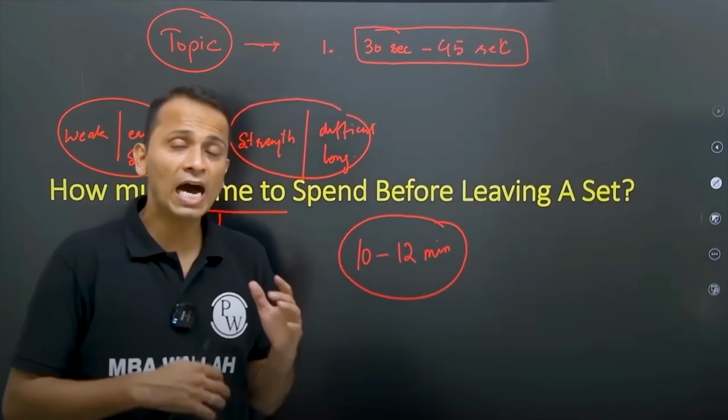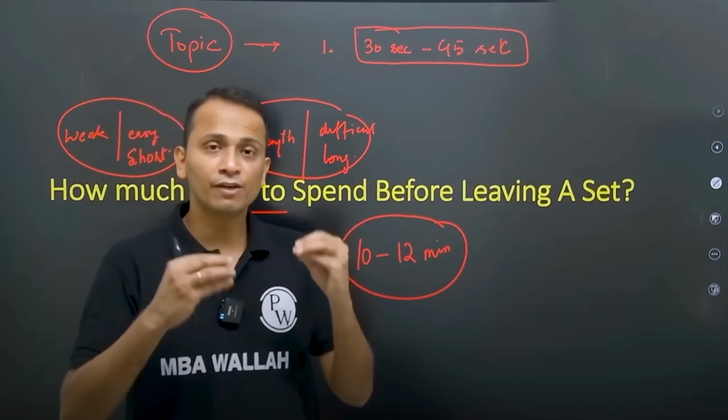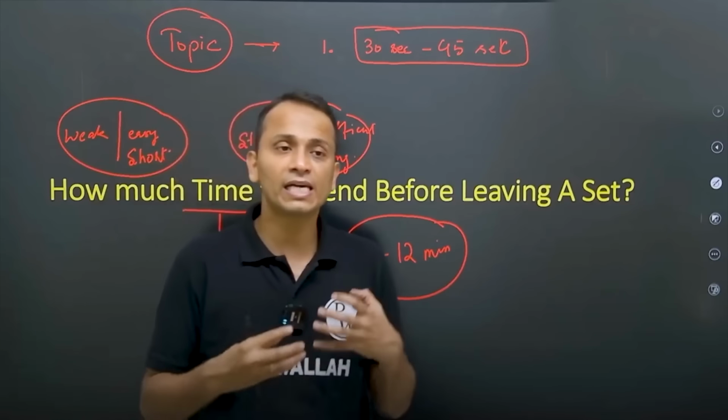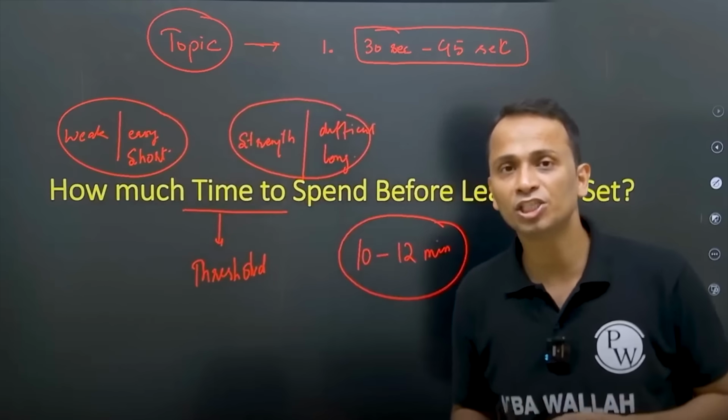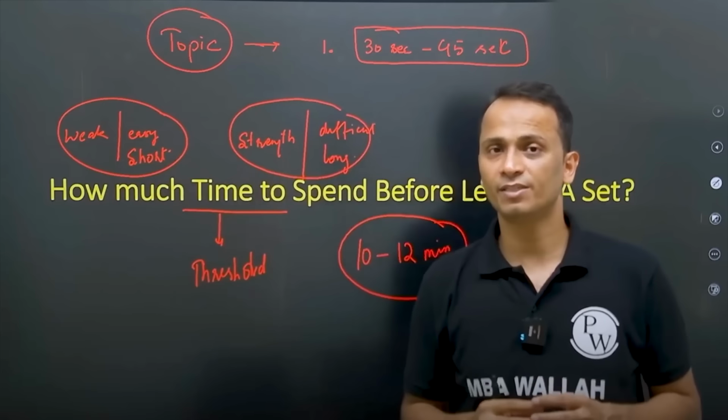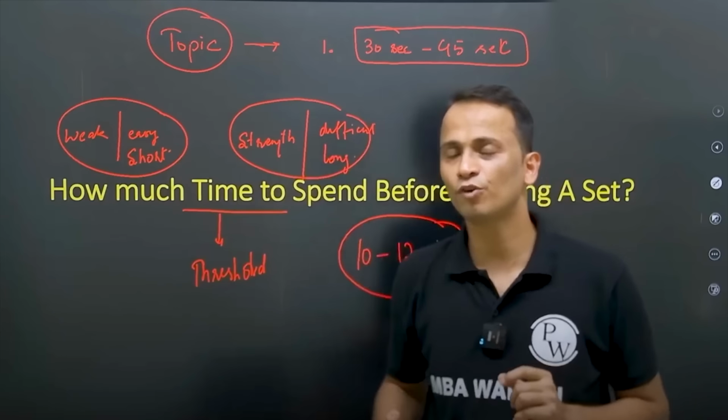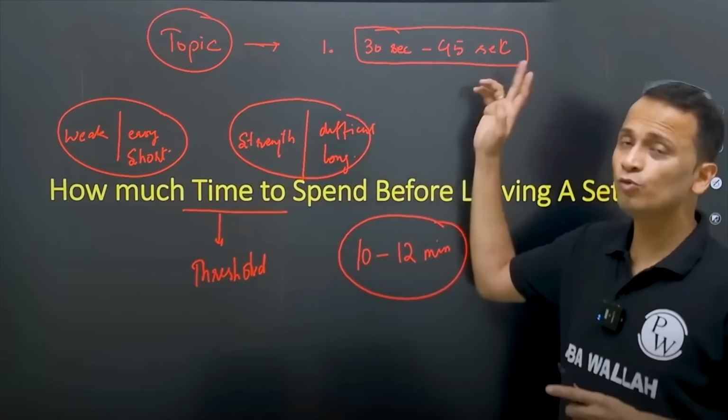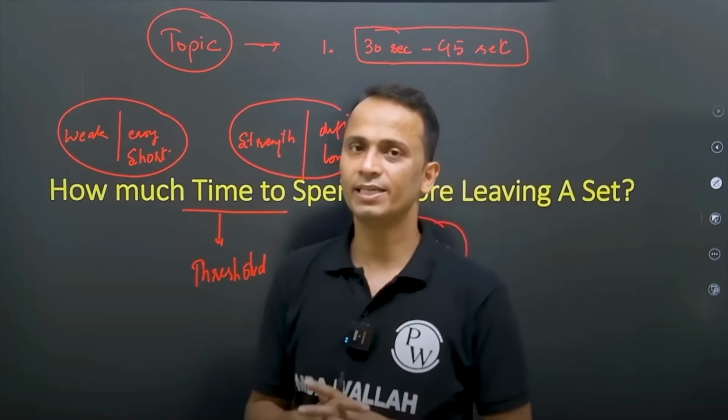Okay, so we are confused. We are not able to take a step. We are not able to take a decision of coming out of the set. So what is our psychology for these 10 minutes? After 30 to 45 seconds, we selected the set, right?